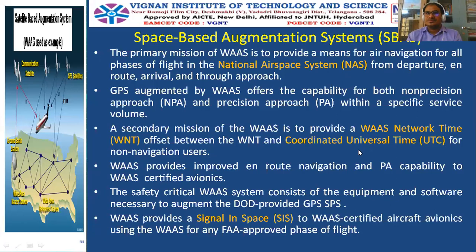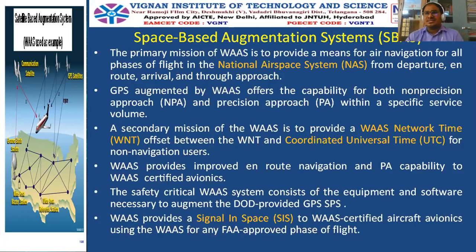landing airport. And the GPS augmented by the WAAS will offer the capability for both non-precision approach and precision approach within a specific service volume. Within a specific service volume, it will provide the corrections for both approaches. Of course, these are the 2 approaches used by aviation people: one is the precision approach and the other is the non-precision approach. Whichever approach is used, the corrections are applied by the WAAS system. And this is the primary task.